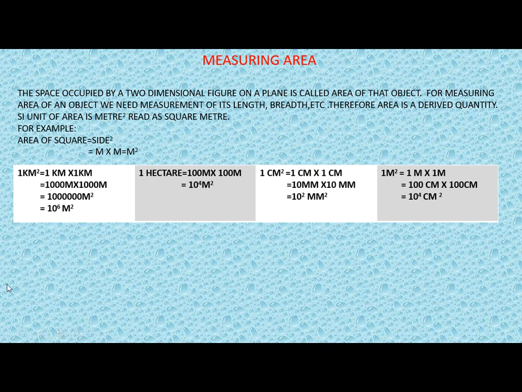In this table you can see the relationship between all of these. 1 kilometer square is equal to 1 kilometer into 1 kilometer, which is 1000 meter into 1000 meter. When we calculate, that is equal to 10 to the power of 6 meter square. Similarly, 1 hectare is equal to 100 meter into 100 meter, which is 10 to the power of 4 meter square. And similarly we have it for centimeter square and meter square.